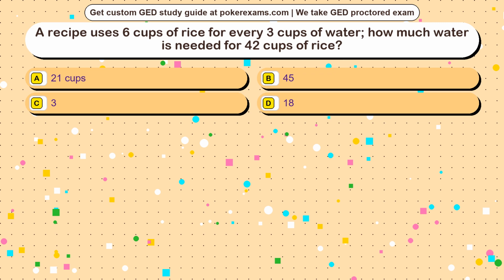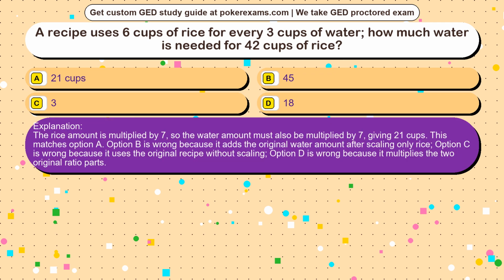The correct answer is option A. The rice amount is multiplied by 7, so the water amount must also be multiplied by 7, giving 21 cups. This matches option A. Option B is wrong because it adds the original water amount after scaling only rice. Option C is wrong because it uses the original recipe without scaling. Option D is wrong because it multiplies the two original ratio parts.